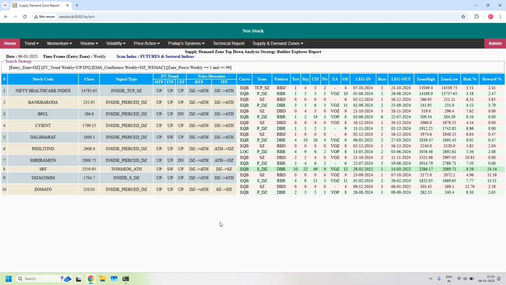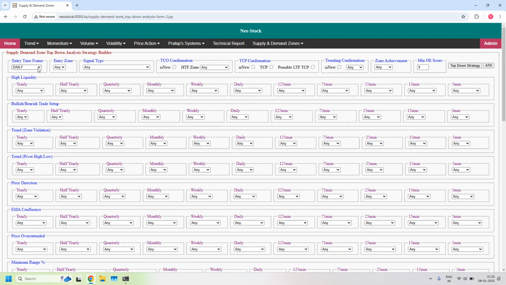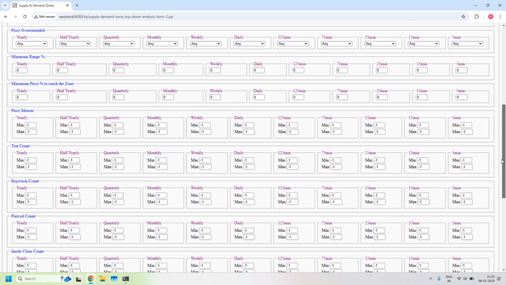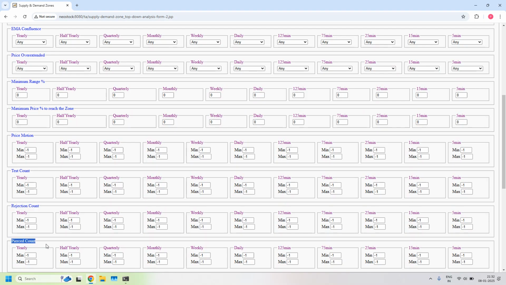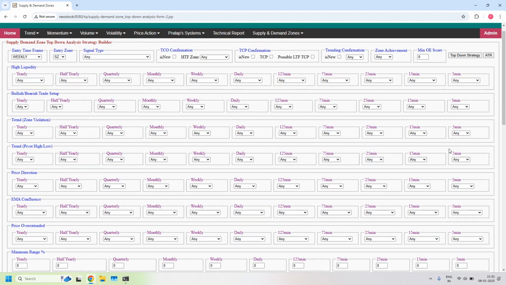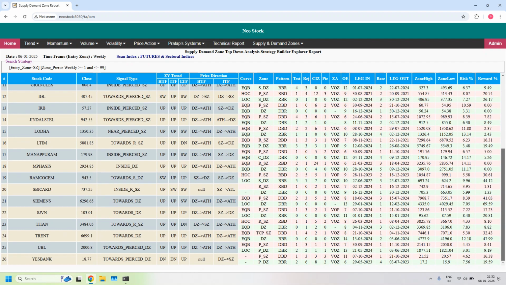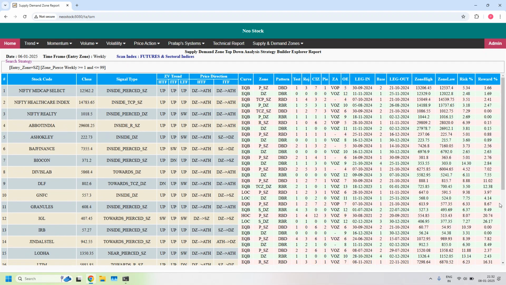Similarly, let us look for supply zones, weekly supply zones. So weekly supply zones, those supply zones pierced count on weekly time frame between 1 and maybe 99, a big value. Let's filter. So we have 26 weekly supply zones that are pierced.